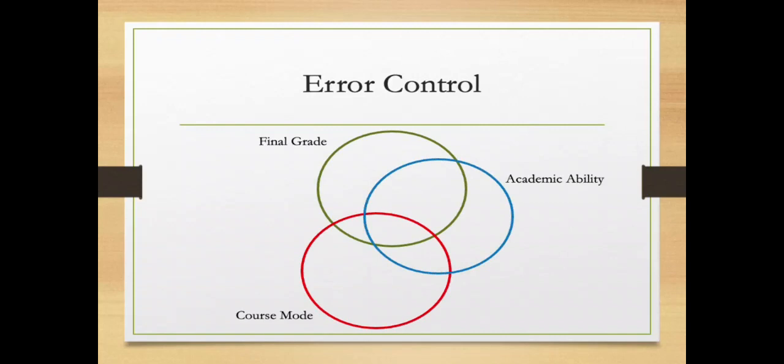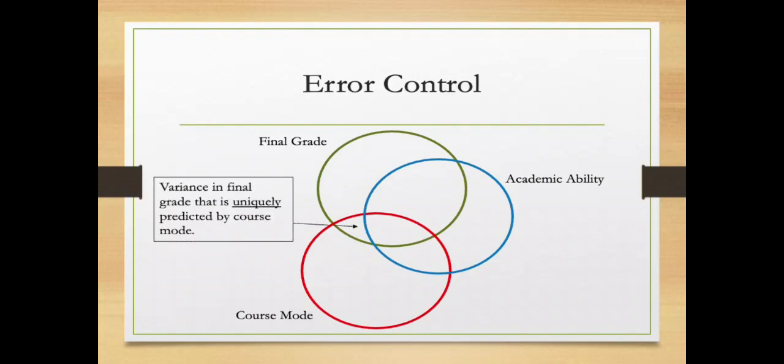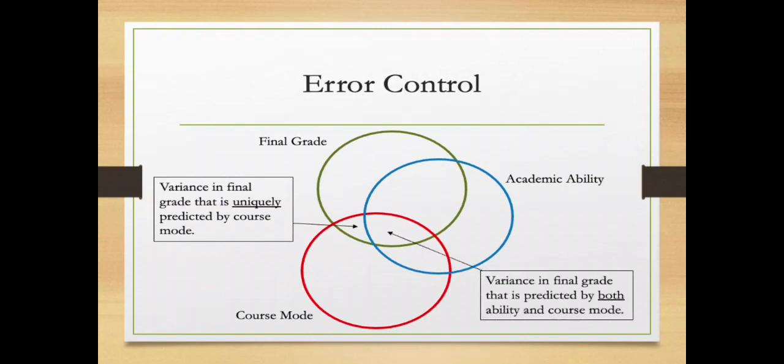We know, however, that final grade is also impacted by other factors, most notably academic ability. If we can somehow control for baseline academic ability, this will allow us to reduce the amount of error in our model. As you can see in this diagram, there are three regions of interest. Firstly, consider this area, the variance in final grade that is uniquely predicted by course mode.